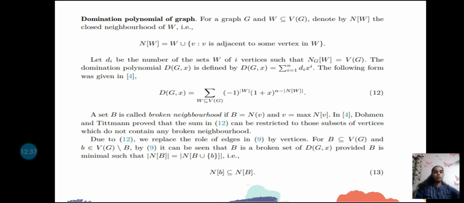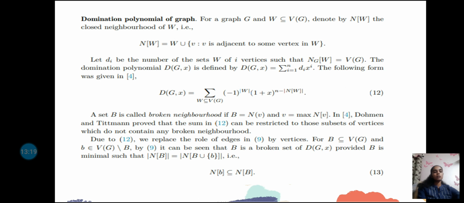Domination polynomial of a graph. For a graph G and W belonging to V(G), denote by N[W] the closed neighborhood of W, that is N[W] is the set of vertices u in V such that u is adjacent to some vertex in W. Let d_i be the number of sets W of i vertices such that N[W] equals V(G). The domination polynomial D(G,x) is defined by the following. The following form was given: a set B is called a broken neighborhood if B = N[v] and v = max N[v].